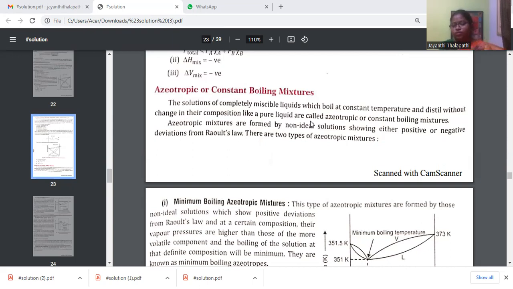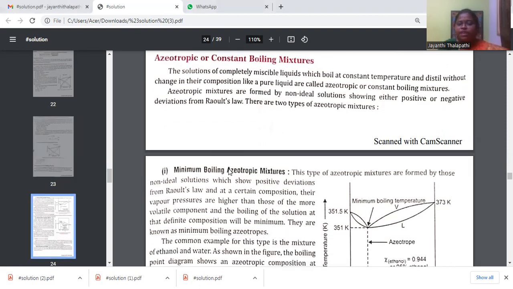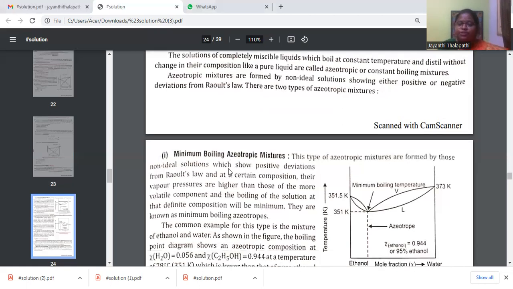The solutions of completely miscible liquids which boil at constant temperature, and you can distill it without change in their composition. So by fractional distillation, you can distill it as an ethanol solution, right? So that's what azeotropic mixtures are. Even azeotropic mixtures are of two types: minimum boiling azeotropic mixtures and maximum boiling azeotropic mixtures.